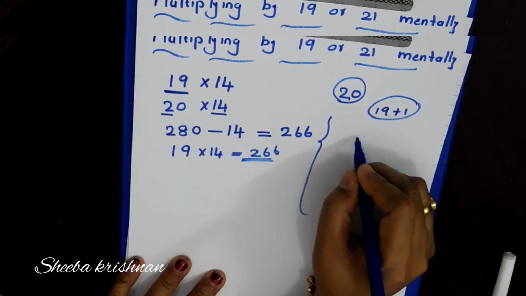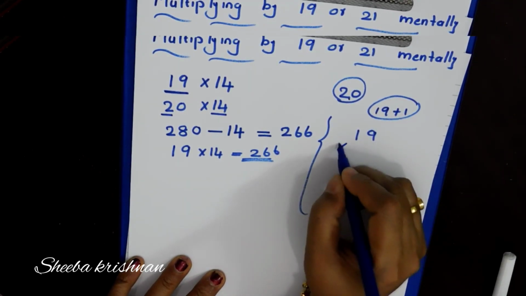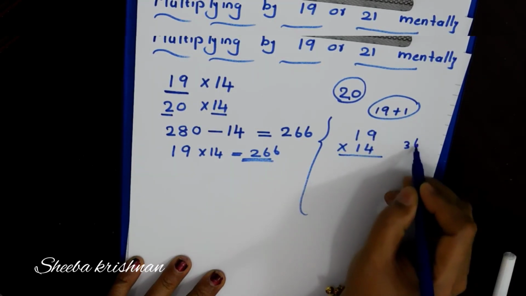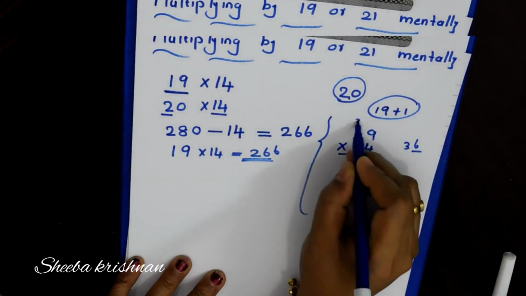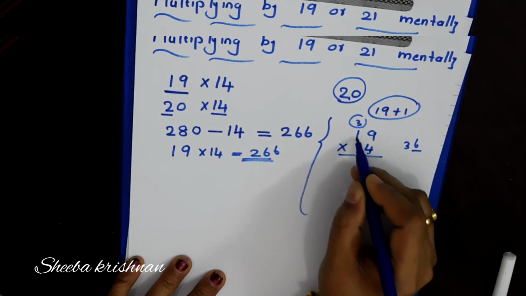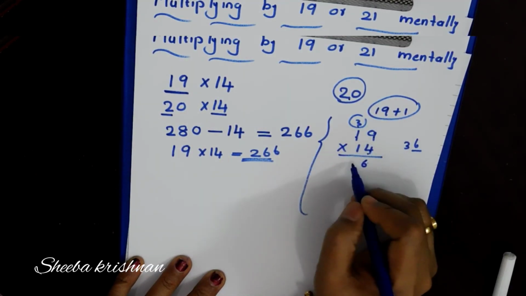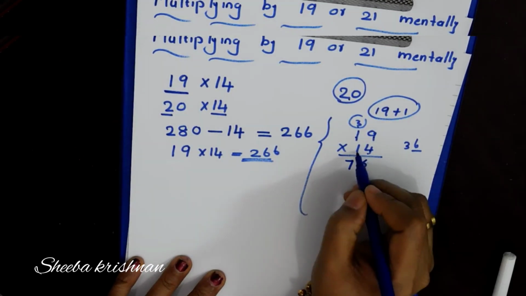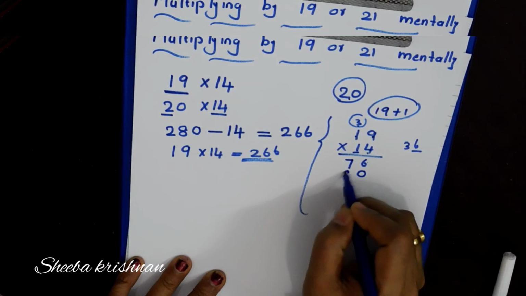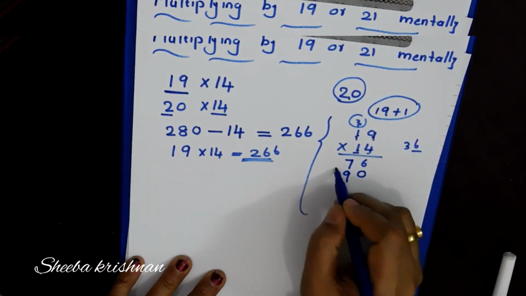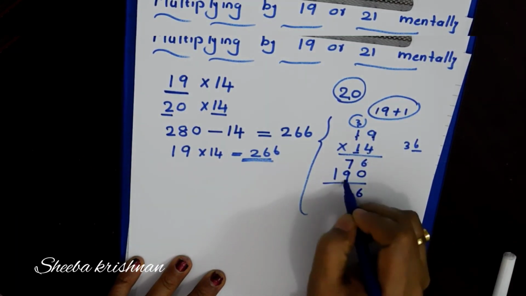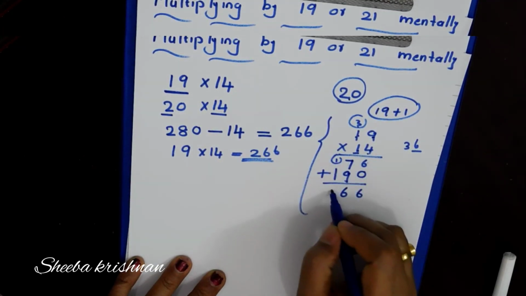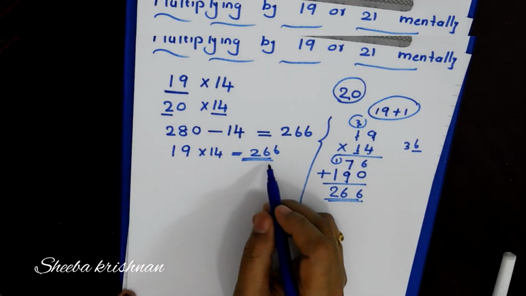So with normal multiplication we will multiply and see whether our answer is correct. Okay, we know 4 times 9 is 36. We write 6 here and 3 here. Then 4 multiplied by 1 is 4 plus 3, that is 7. Then place 0 in the unit place. Then multiply 1 times 9, that is 9. 1 times 1 is 1. 6. 9 plus 7 is 16. Then 1 plus 1 is 2. 266. So our answer is correct.